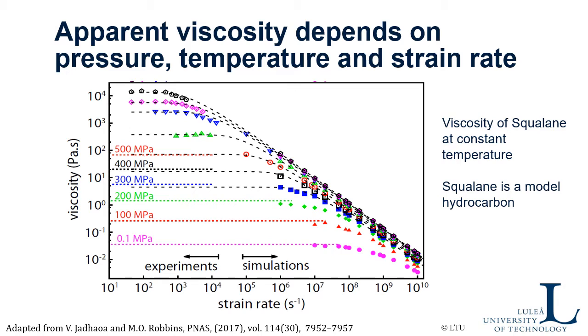So that explains why the friction in a real lubricated contact, as you may know, is around 0.05 or so.